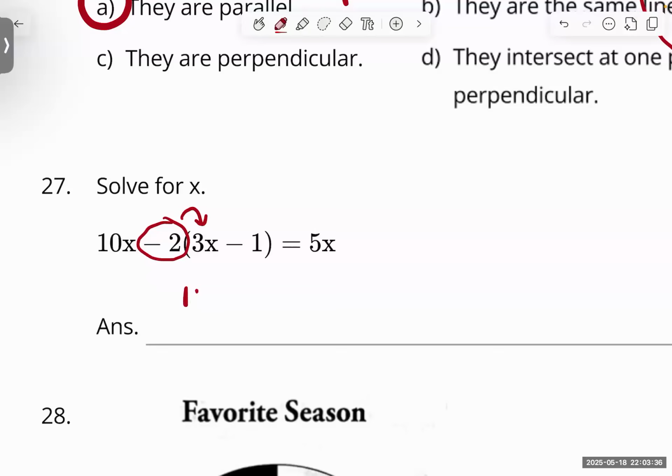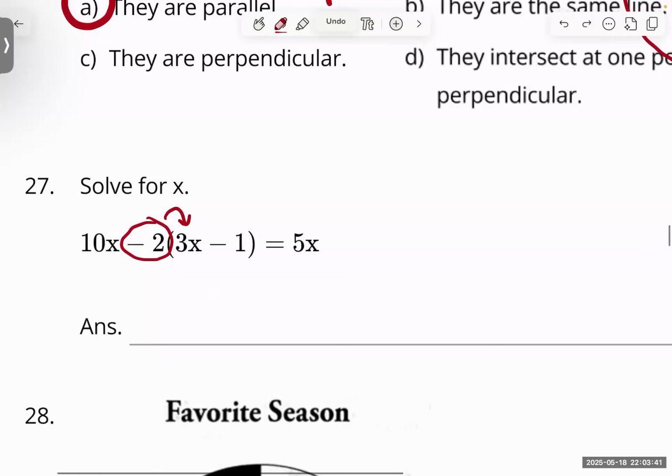Let's do that. I have 10x. Negative 2 times 3x is minus 6x. Negative 2 times negative 1. Remember, a negative times a negative is positive. And if you don't remember this, just do it in your calculator. Remember, if you can use your calculator for everything, use it. It's a very important tool to have for the test. So negative 2 times negative 1 is plus 2, and it equals 5x.